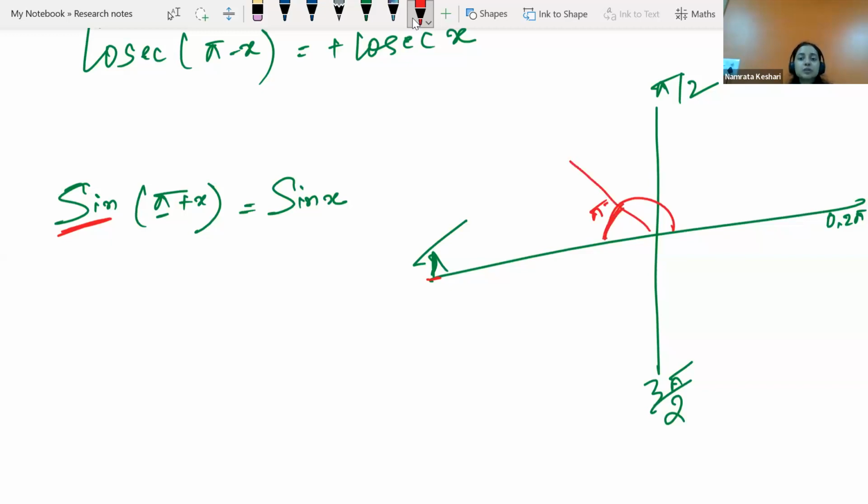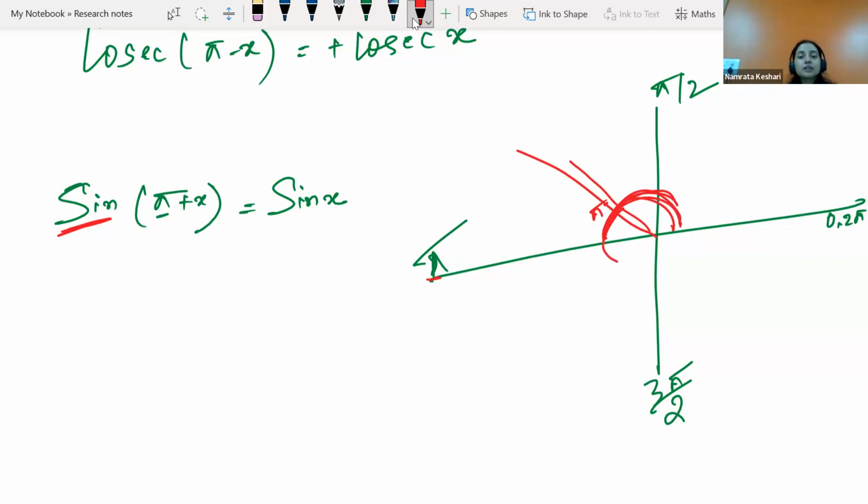Minus something means we are subtracting any angle which is smaller than 90 degrees. Whatever x we are taking, obviously it is smaller than 90 degrees. That's why pi minus x means second quadrant. This much is pi, pi plus x, that means third quadrant.